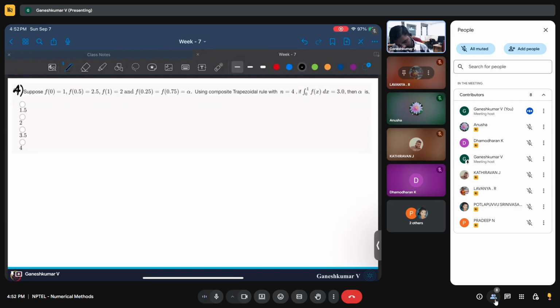For example, let me explain the question. Suppose f of 0, f of 0.5, and f of 1 are given, and f of 0.25 and f of 0.75 are alpha, which is not given.